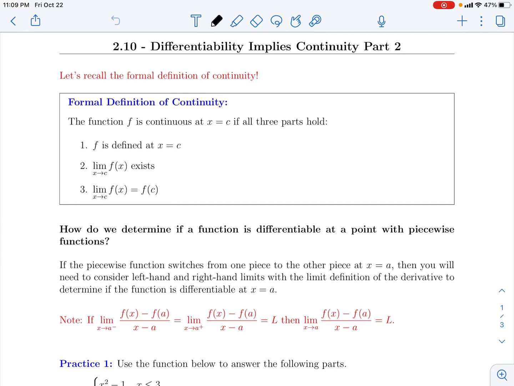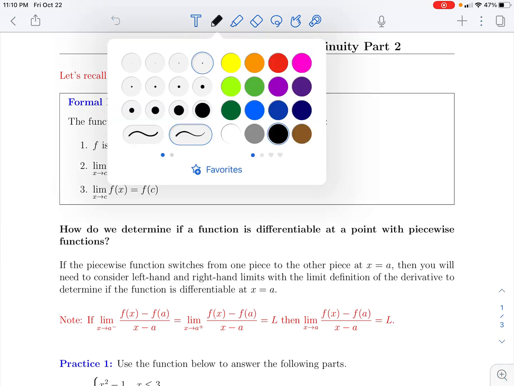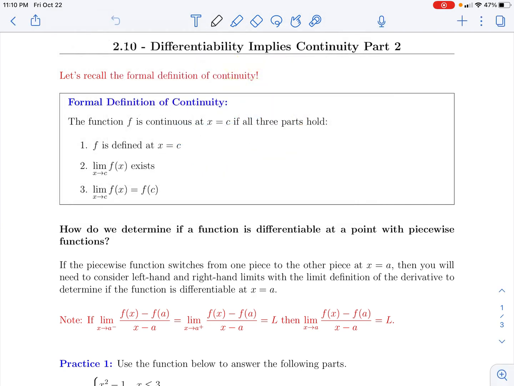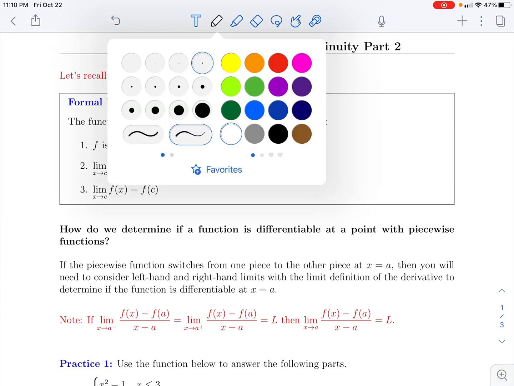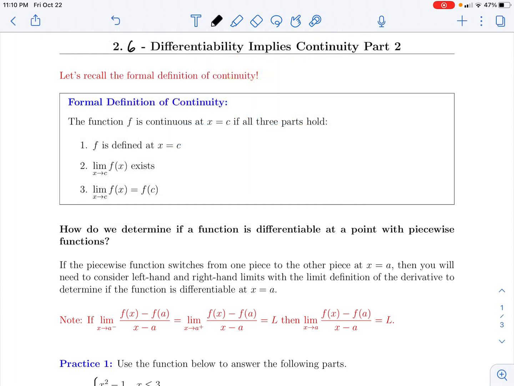Hello everyone. So in this video we're going to talk about differentiability implies continuity again, but now we're just focusing on piecewise functions. We did a similar thing in Unit 1 when we were talking about continuity. I first introduced continuity, gave you the formal definition, and then we explored some things with limits and continuity with piecewise functions. So here I apologize for this typo, this should be 2.6, just so that makes more sense in your notes.